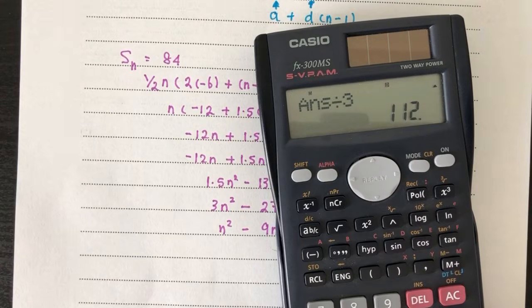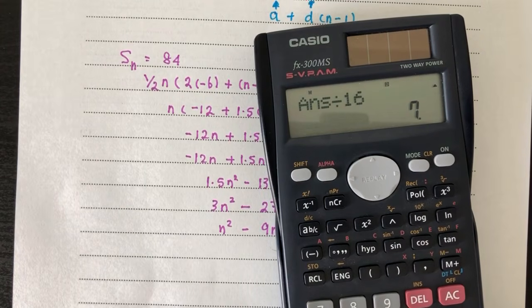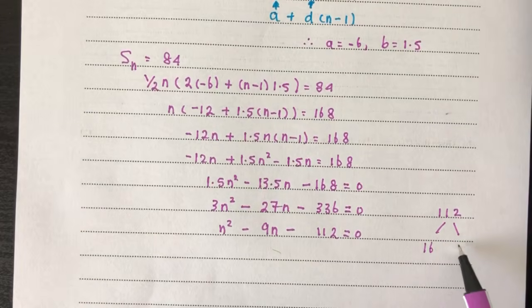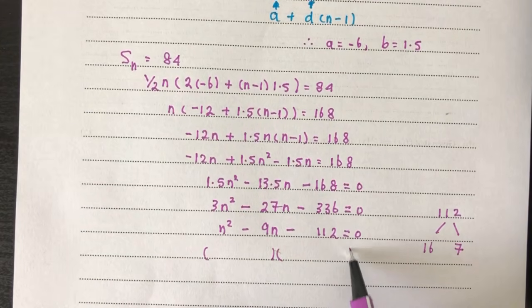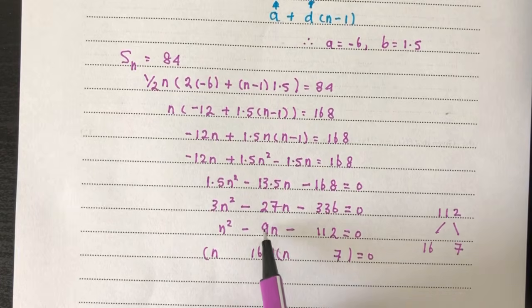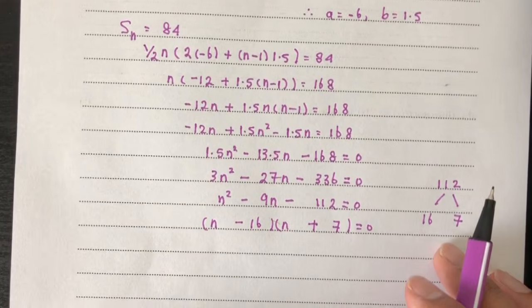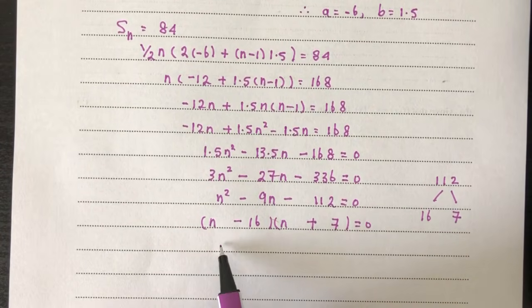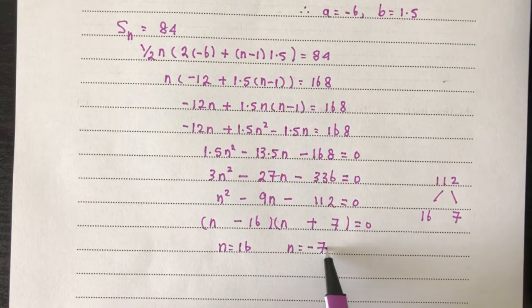Let's try. I'm not too sure anymore. So divide by 16. Yep, so 16, 7. So we can use that as my factorization to find the value of n. So 16 will be here, 7 is here. For us to get minus 9, it has to be minus 16 plus 7. So you solve for your value of n, n will be 16, n will be equal to minus 7.